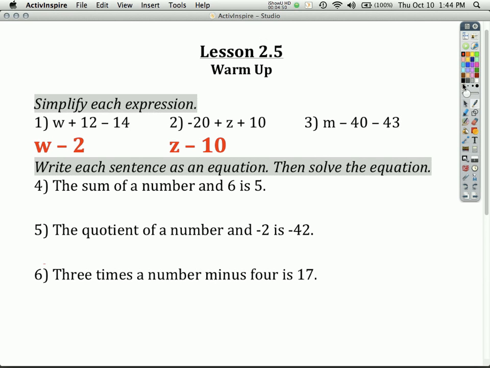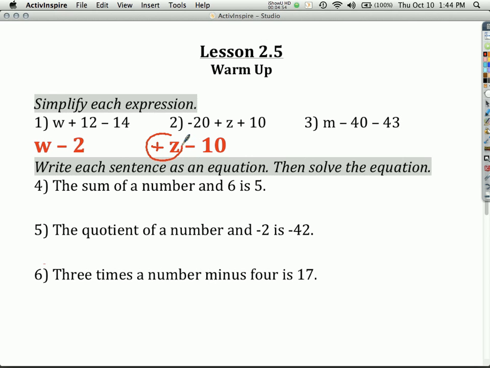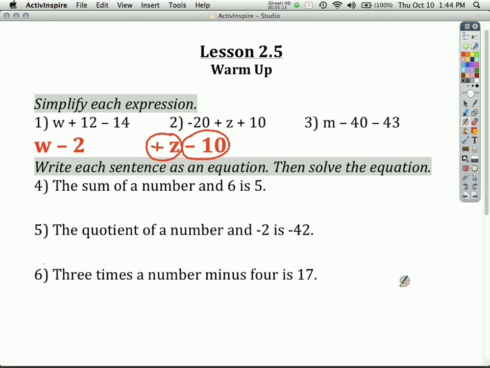So just to clarify, this is a positive Z. If we bubble it up, you can clearly see that the Z is positive and the 10 is negative. And if we wanted to, we could move this term over here and it would not change what it means. Comments, questions about that?